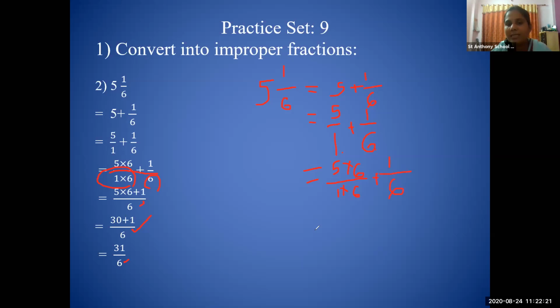Now 5 6s are what? 30. And 1 into 6 means what? 1 into 6 is what? 6. Plus 1 upon 6 remains as it is. Here this 5 6s are 30. 1 into 6 is 6. Plus 1 upon 6.